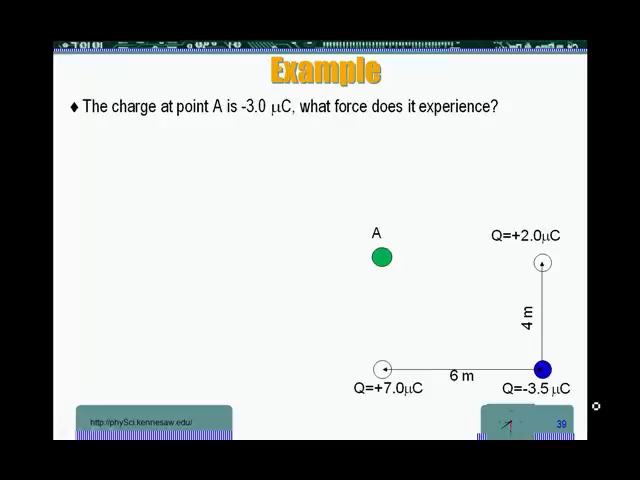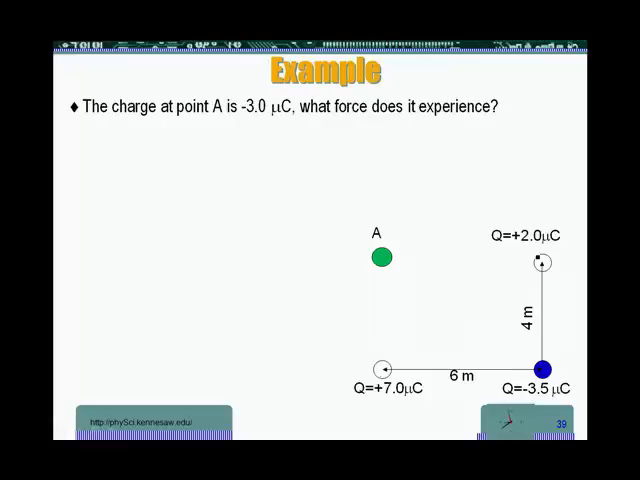In this recording, we'll work another example. What we have here, we have a charge of -3 microcoulombs at location A. And we are interested in the force that it's going to experience. Notice that we have 3 other charges close to charge A. That means that each one of these charges is going to exert a force on it. This charge, and that charge.